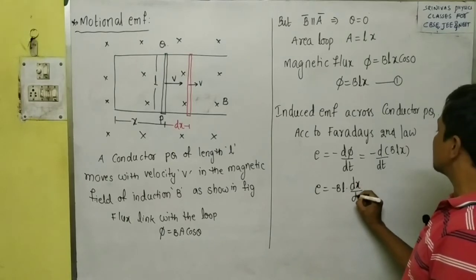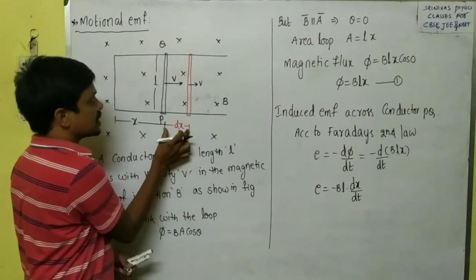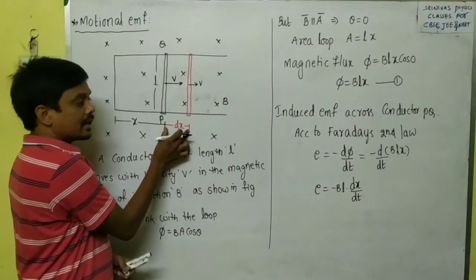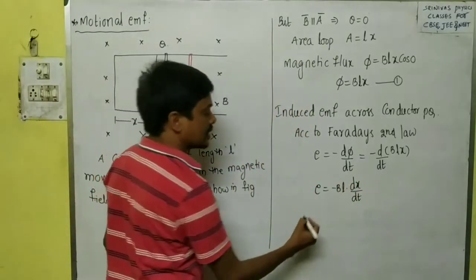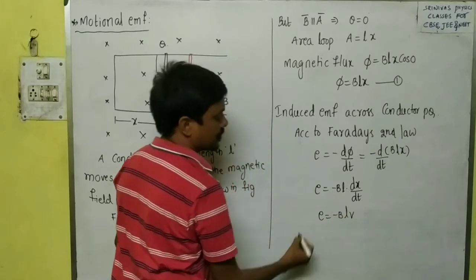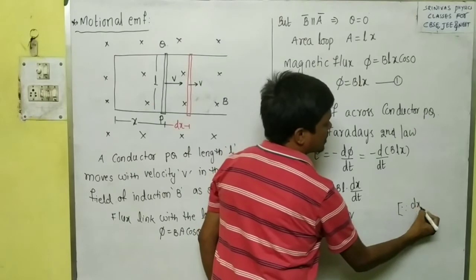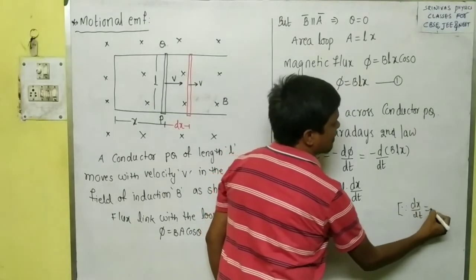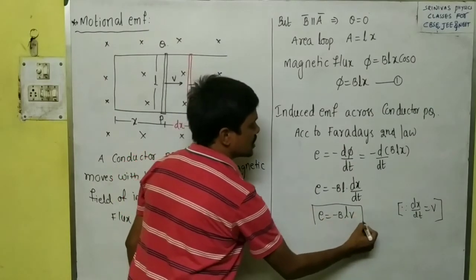dx by dt. What is dx? dx is the displacement of the conductor in time dt. Then dx by dt gives the velocity of the conductor. Then the induced EMF we write as minus BLv, where dx by dt gives the velocity. And this is the formula for the induced EMF.